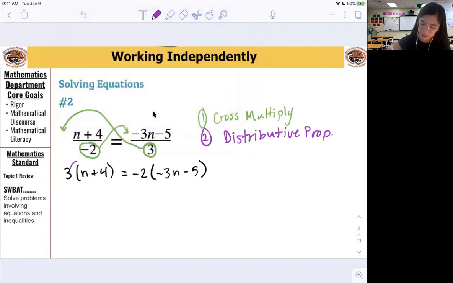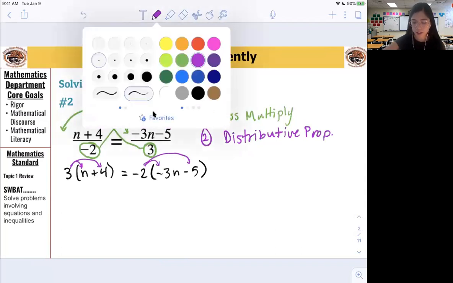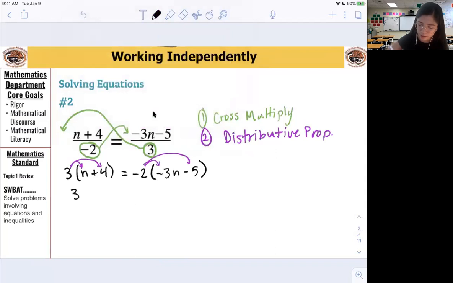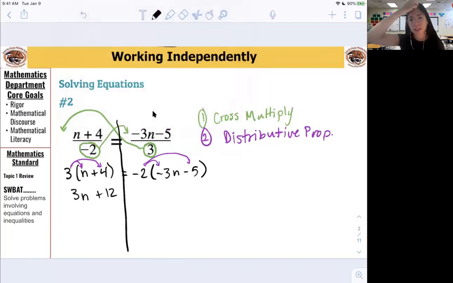So 3 gets multiplied by everything inside here. Negative 2 gets multiplied by everything inside there. Over on the left, I have 3 times n is 3n. 3 times 4 is 12. Draw my line here. On the right side, I have negative 2 times negative 3n. 2 negatives multiplied makes a positive, so I have positive 6n.